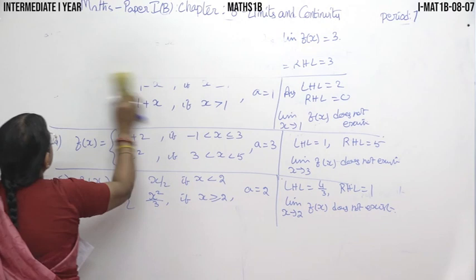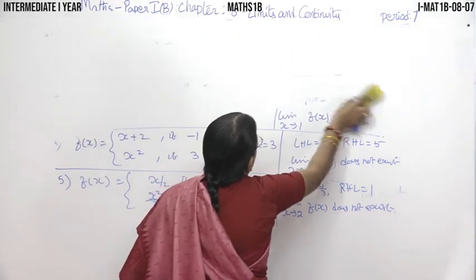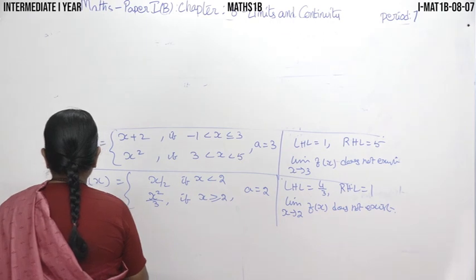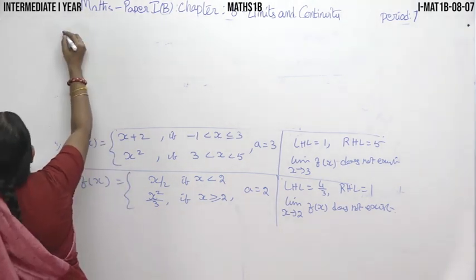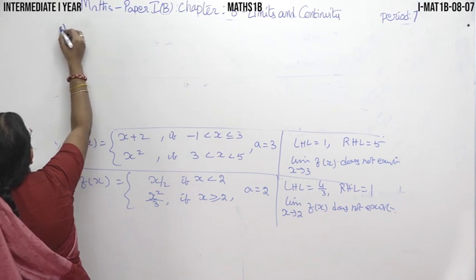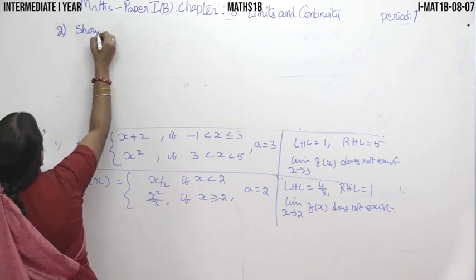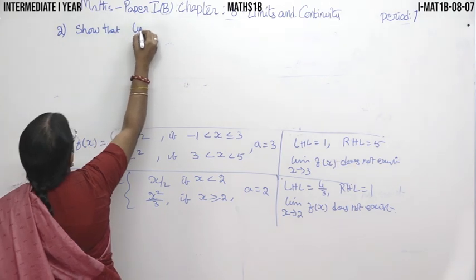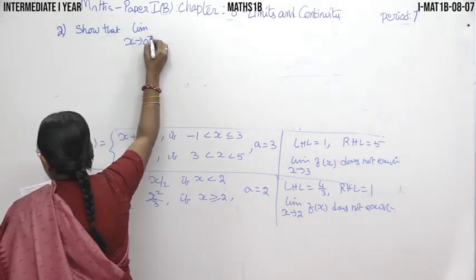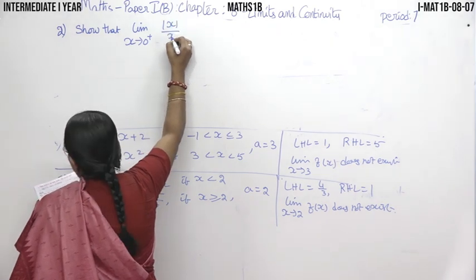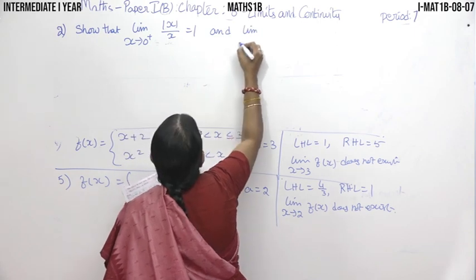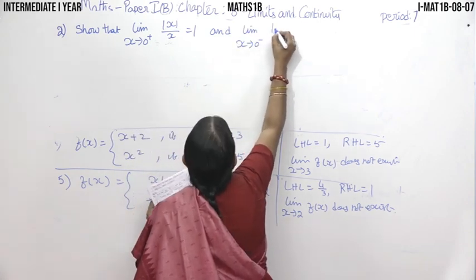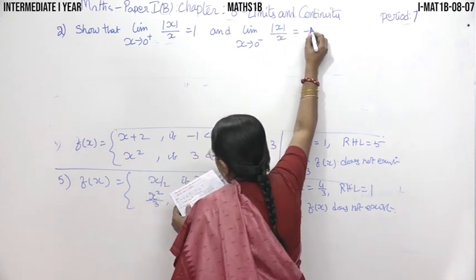Okay, now we'll do the most important problems. So most important problem. Show that. Okay, first problem. Okay, second problem. Show that, this problem is very very important. Show that the limit as x tends to 0 plus of |x|/x is equal to 1, and the limit as x tends to 0 minus of |x|/x is equal to -1.